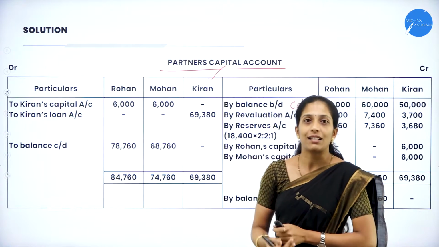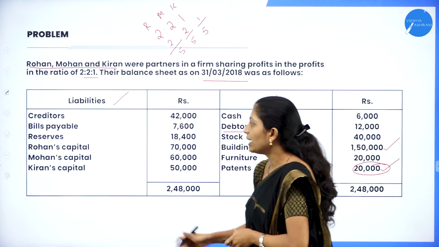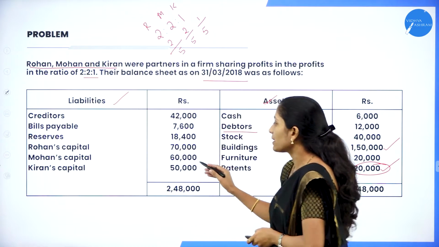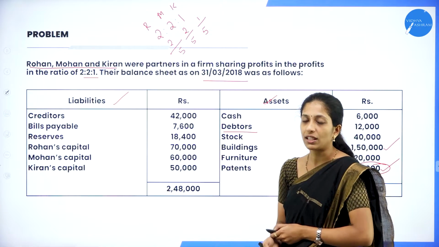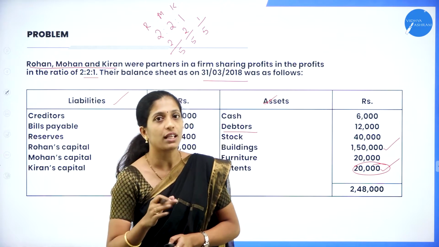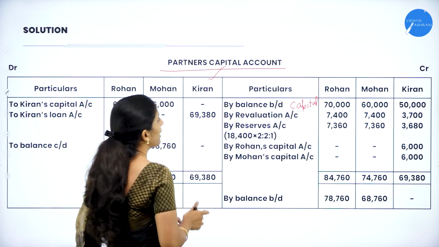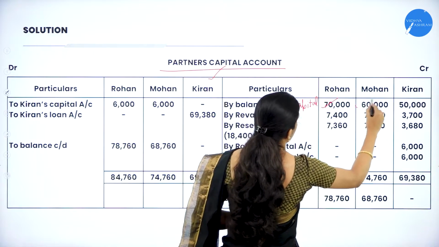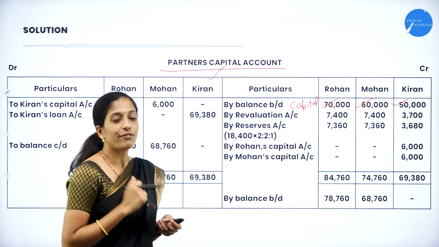Now where do we get this capital? That is in the balance sheet. Now go through the balance sheet here. So we have capital: Rohan 70,000, Mohan 60,000 and Kiran 50,000. So record that capital as by balance brought down in your partners' capital accounts: 70,000, 60,000 as well as 50,000. So this is your first step.